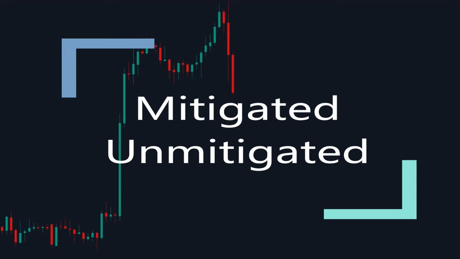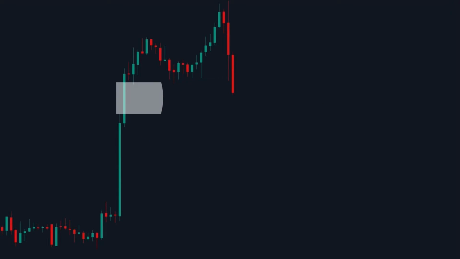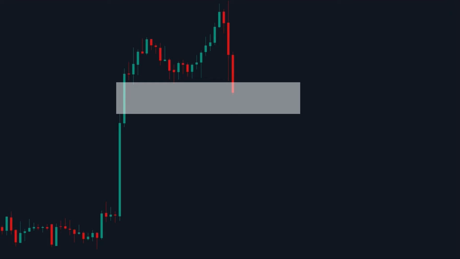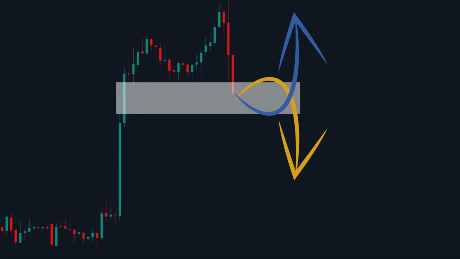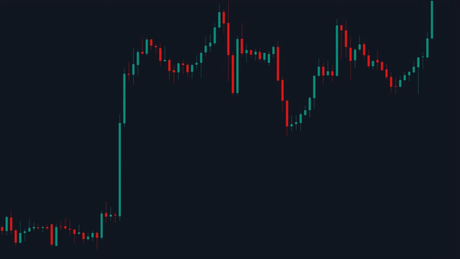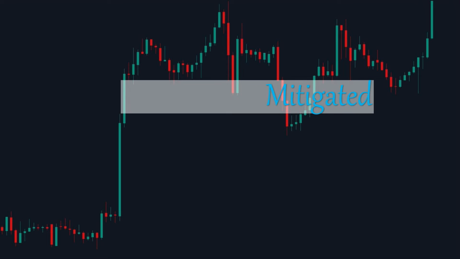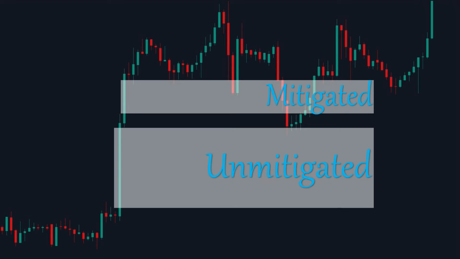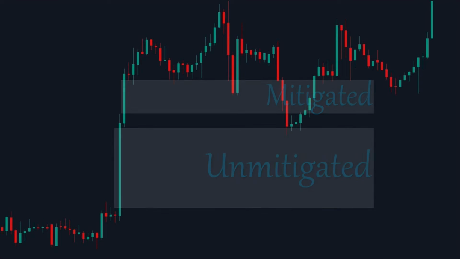Mitigated and unmitigated. What do you think happens to the price when it reaches the fair value gap area? Does the price return to the bullish trend, or does it break through the fair value gap? The reason this fair value gap is invalid is the shadows of the 2 candles that previously encountered this area. This encounter activates orders in that area, making it a mitigated area. However, unlike that, the lower fair value gap is an unmitigated area, and the price has not yet encountered it. Thus, it can be considered a valid fair value gap that may lead to a price reversal.